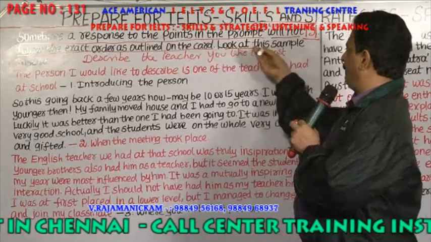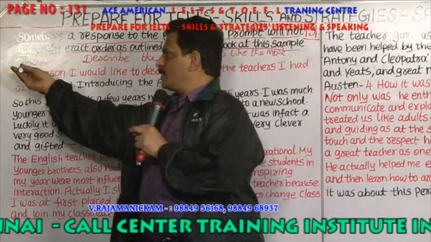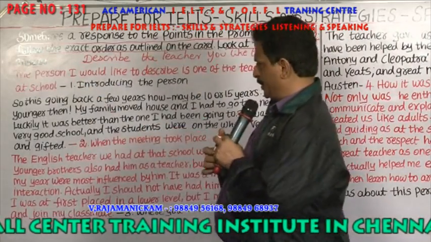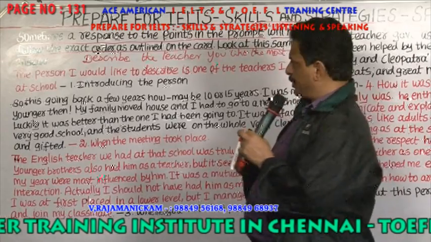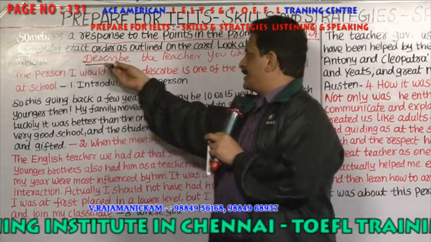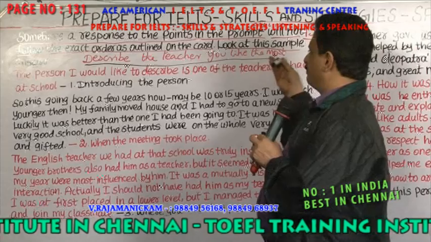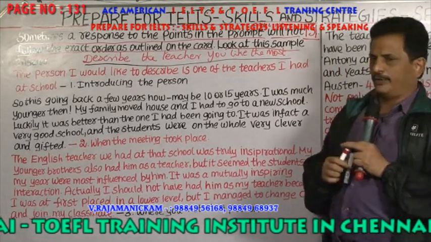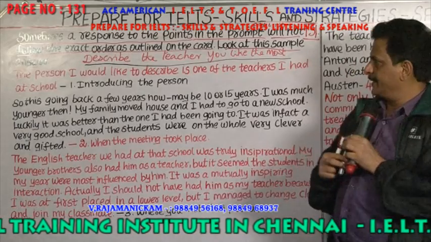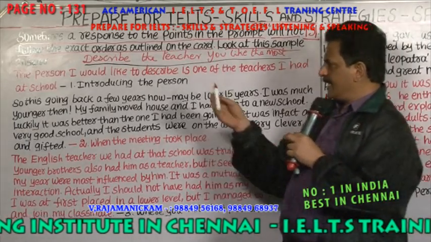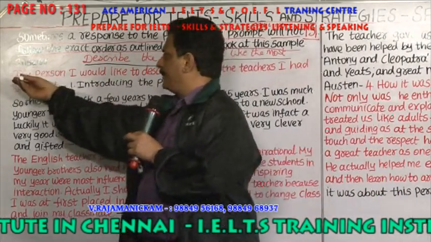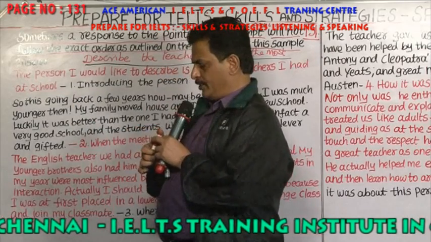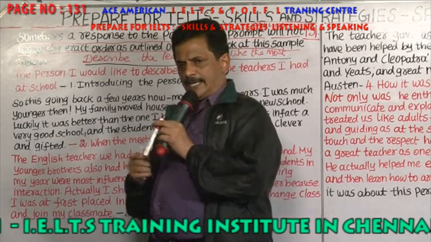Look at the sample answer. One question is given to you. What's the question here? Describe a teacher. Say about the teacher you like most. So this is a topic. Suppose you get a topic like this, now you have to introduce the person, isn't it? The person I would like to describe. So you are giving an introduction of the person whom you like the most.